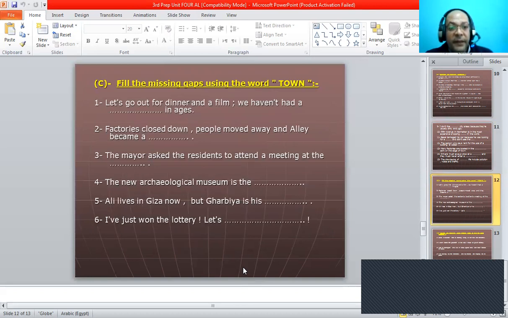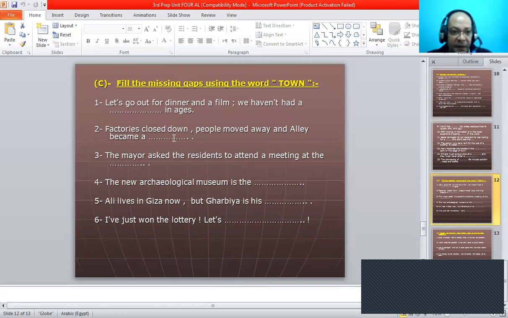Let's go to fill in the missing gaps using the word town. Each one we answer must use an expression that includes the word town. Number 1: Let's go out for dinner and a film. We haven't had a night on the town.